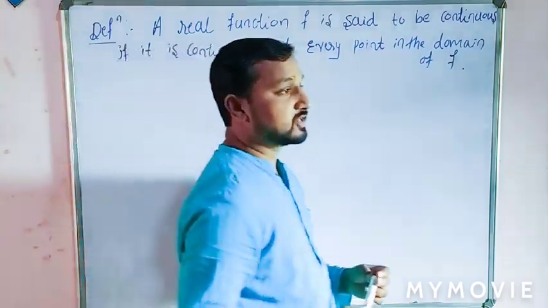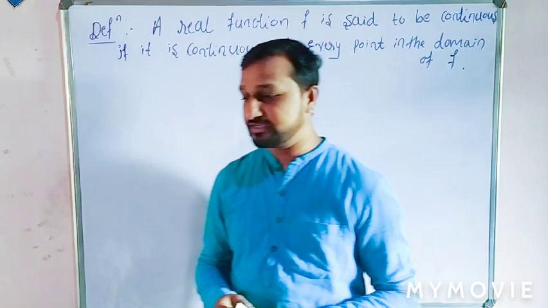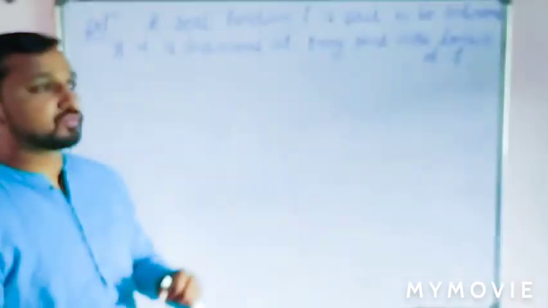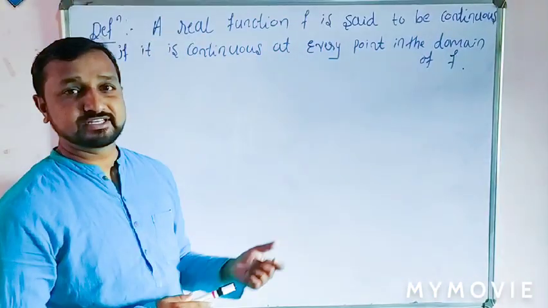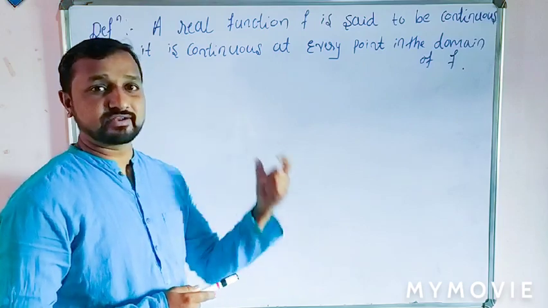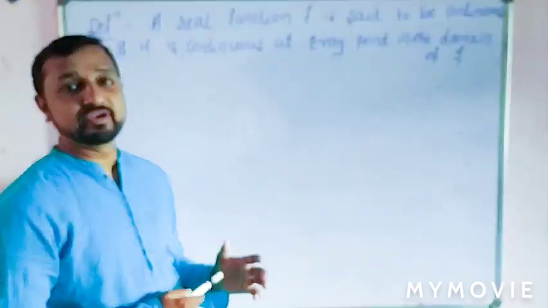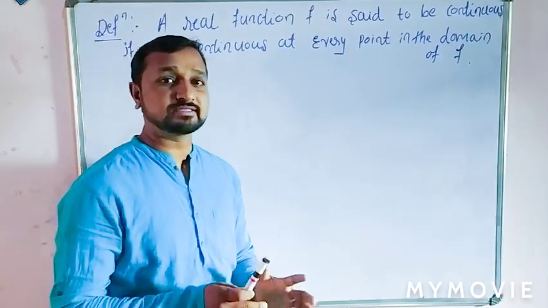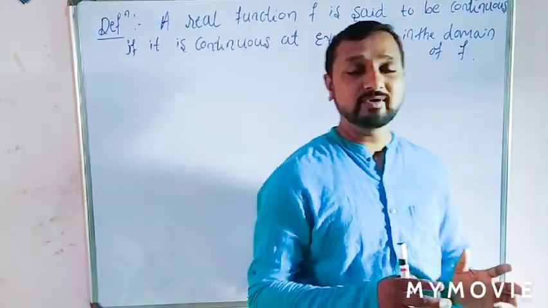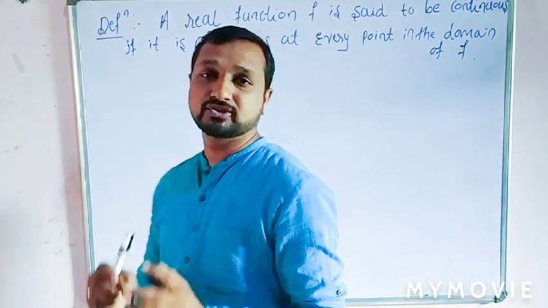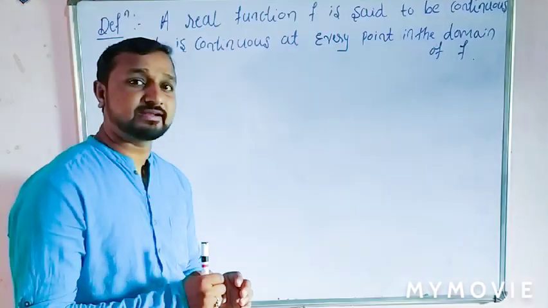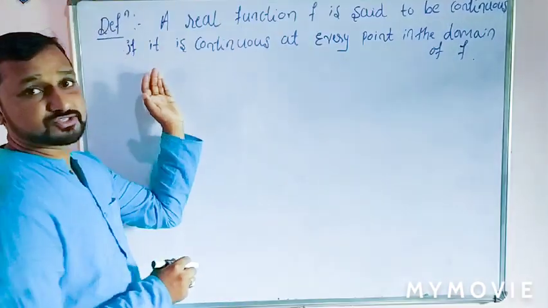So in yesterday's class we discussed some definitions of continuity. Like the first one: if the limit function is equal to the constant function, then the function is continuous. And the second one: if the left hand limit and right hand limit are equal, then the function is continuous. Is that clear? So this is also one definition, students.